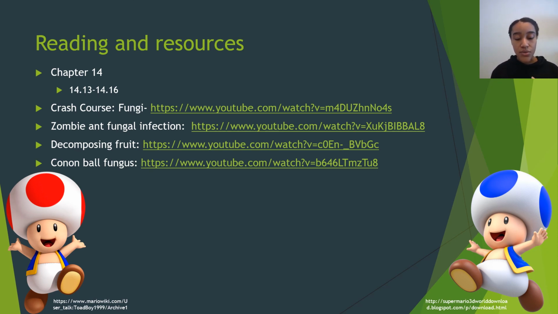Know the cell cycle. Know the life cycle of plants. So be able to explain germination, the major steps in germination, the major steps in growth, the steps in reproduction. Know the fungus life cycle, which we just talked about.